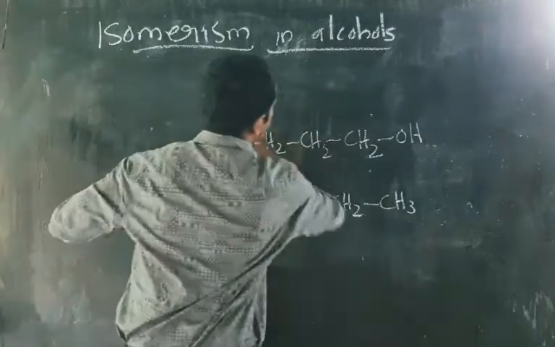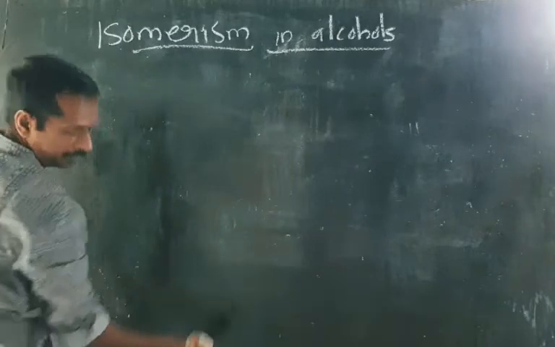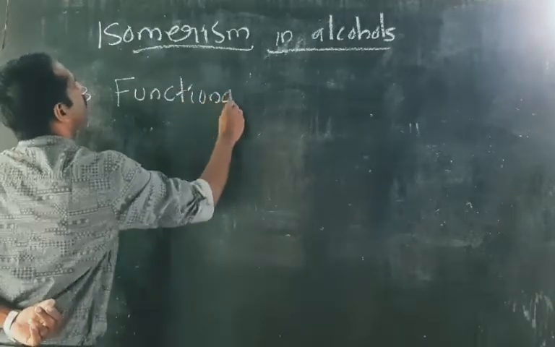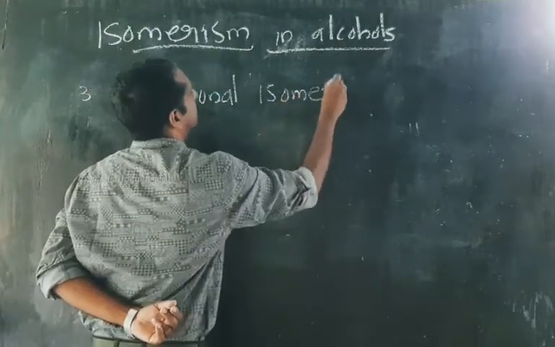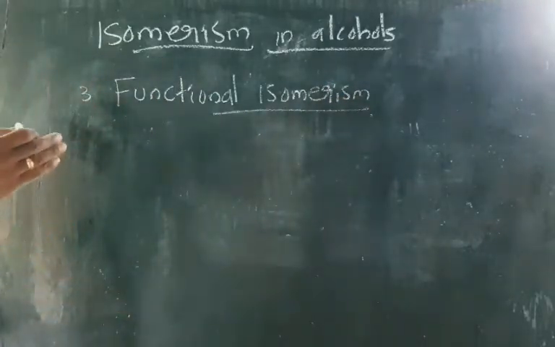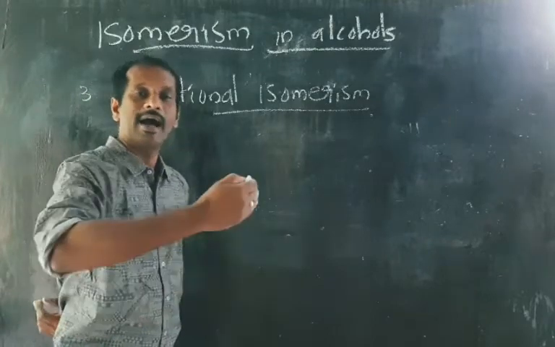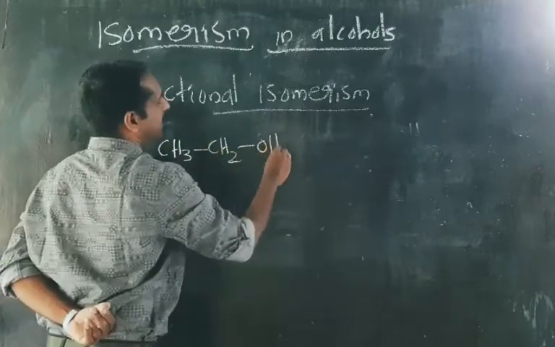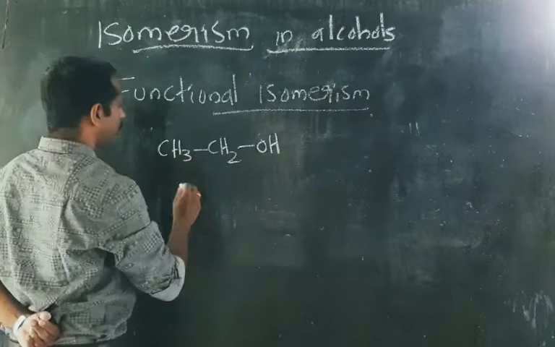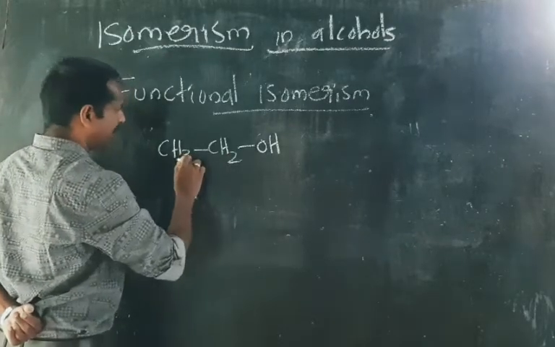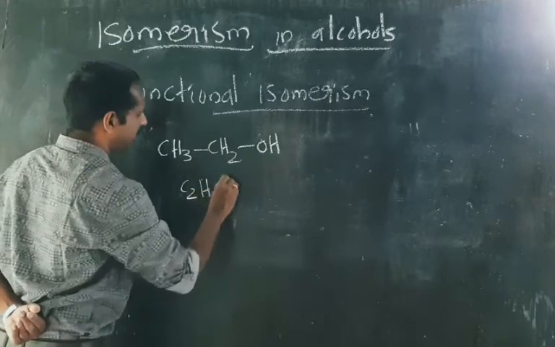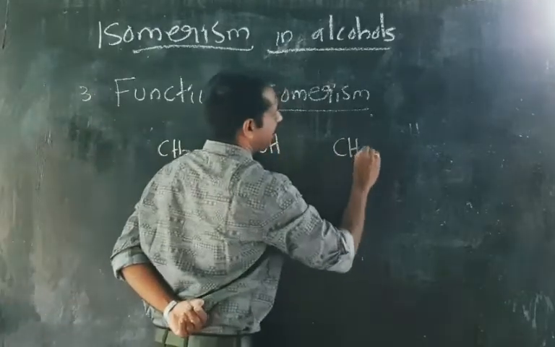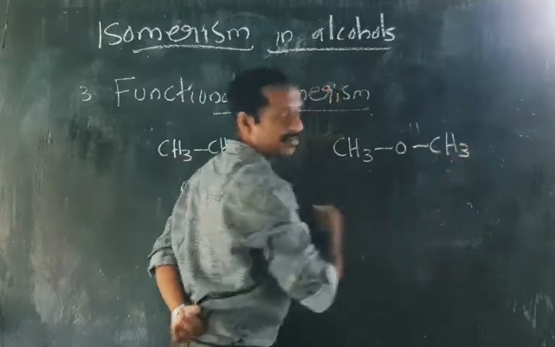Next is third isomerism, functional isomerism. In functional isomerism, the two isomers differ from each other in the functional group. Example, CH3, CH2, OH. This is ethanol, and its molecular formula is C2H6O. And I am writing an isomer for this ethanol, CH3OCH3. This is ether. The functional group is changed.